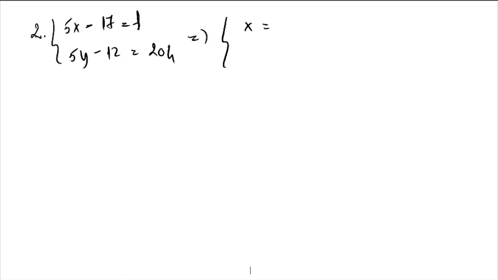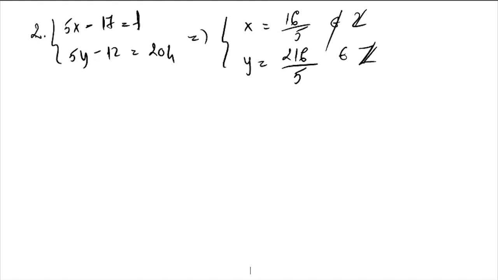I'm going to have the second case. 5x − 17 equals −1 and 5y − 12 equals 204. It results that x equals 16/5 and y equals 216/5. Also doesn't meet the required conditions.